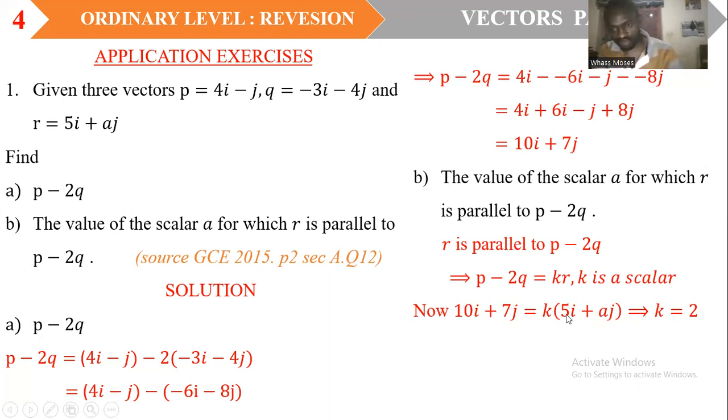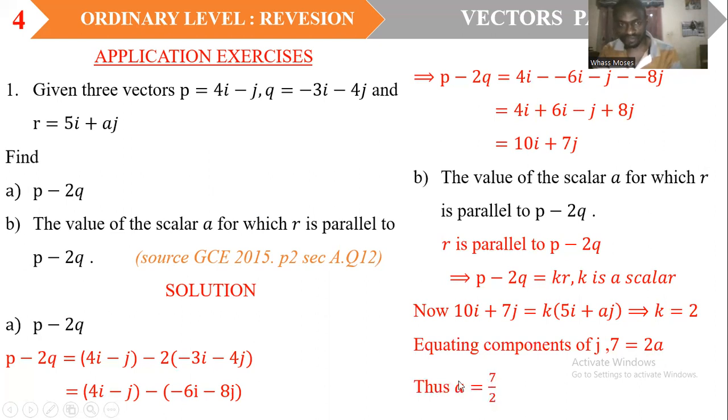These two vectors can only be equal if 5k is equal to 10, giving us k to be 2. And if our scalar k is 2, it means that the j components must also balance. For the j components to be the same, 7 must be equal to k times a. And we know that k is 2. So 7 is equal to 2a. To find a, we simply divide both sides by 2, giving a to be 7 over 2.